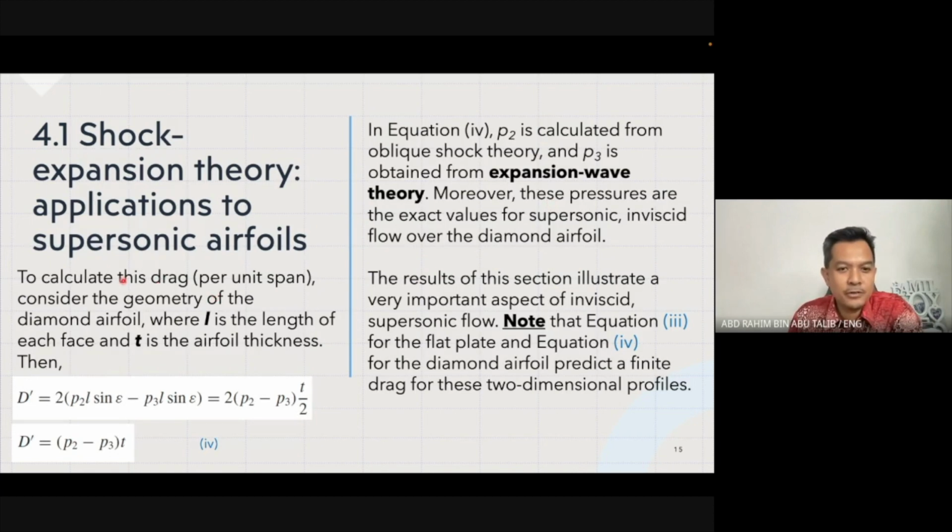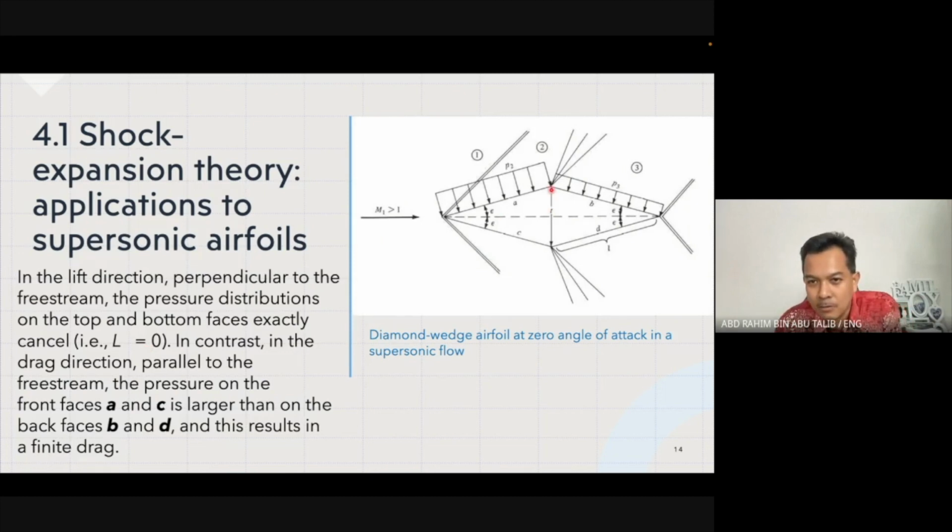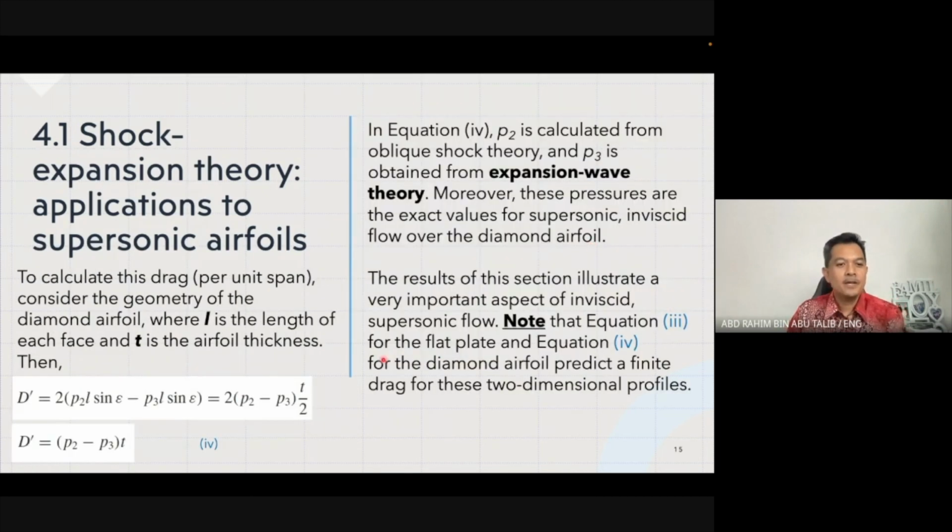To calculate this drag per unit span, we must consider the geometry of the diamond airfoil, where we call the length of each face L, and T is the airfoil thickness. T is basically the thickness at the maximum, at mid-chord. So that is the T. The length L for each face, A, B, C, and D, is the same, L.